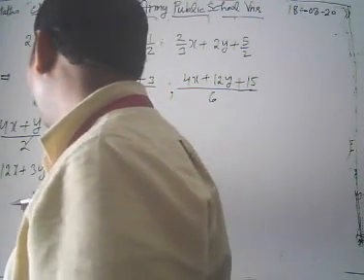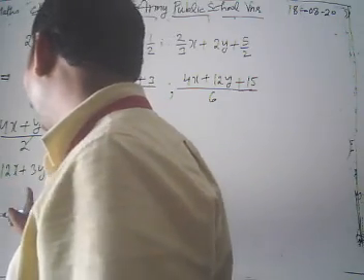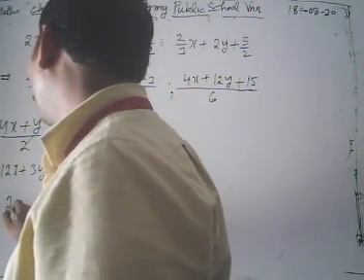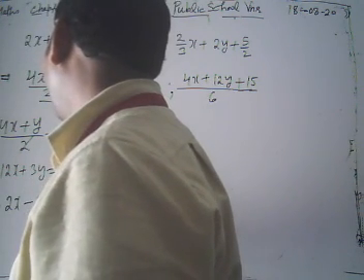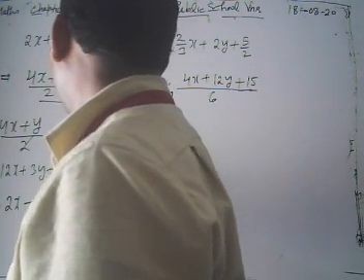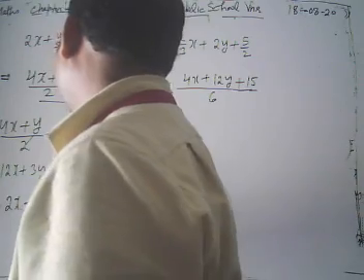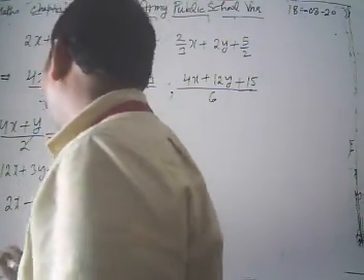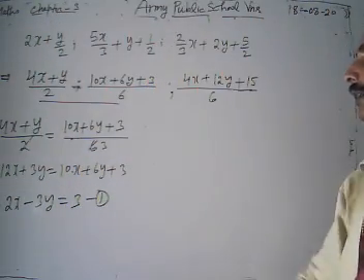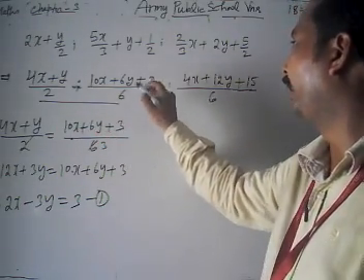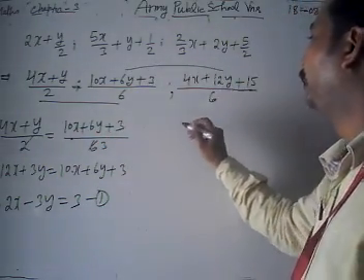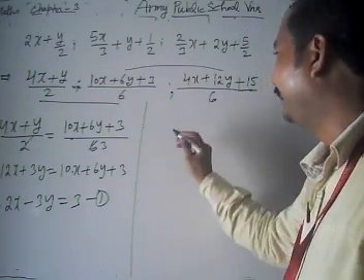Then we are going to collect the same variables on one side. 12 minus 10 we get 2x, 3y minus 6y, minus 3y, is equal to 3. This is our equation number 1, when we equate our first two lengths. Now we are going to equate the other two. When we equate these two, what do we have?